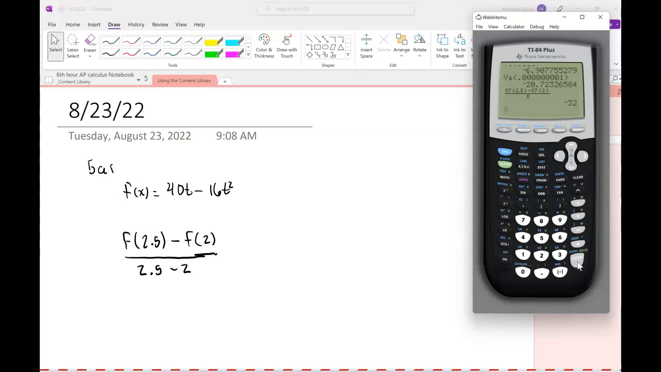Does that feel okay, Luke? Yeah. Again, basically all we're doing is just calculating slopes, right?